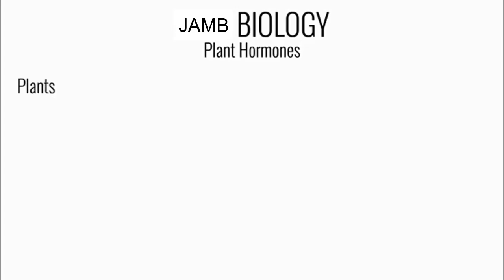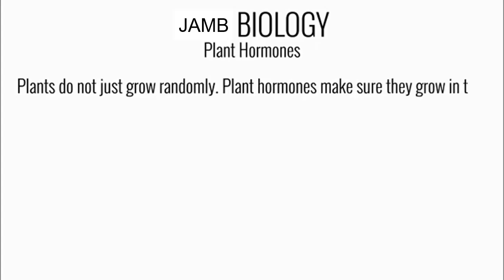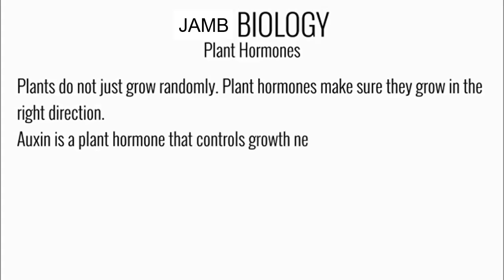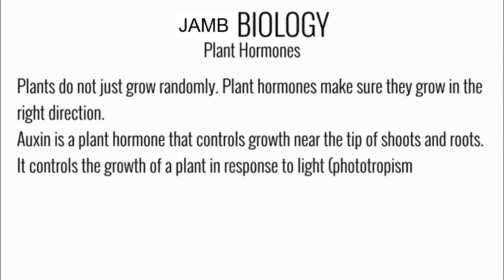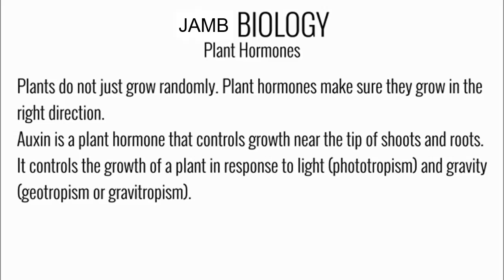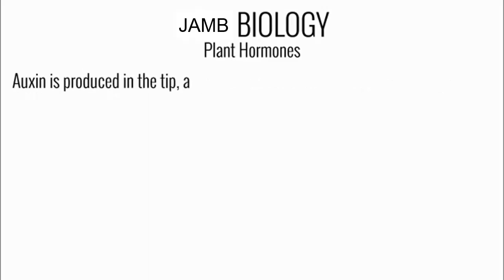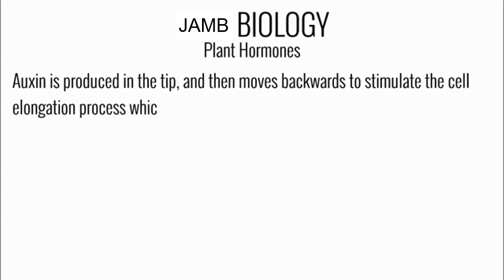So, plants do not just grow randomly. Plant hormones make sure that they grow in the right direction. Auxin is a plant hormone that controls growth near the tip of shoots and roots. It controls the growth of a plant in response to light, that is phototropism, and gravity, that is geotropism or gravitropism. So auxin is produced in the tips and moves backwards to stimulate the cell elongation process, which occurs in the cells just behind the tips.